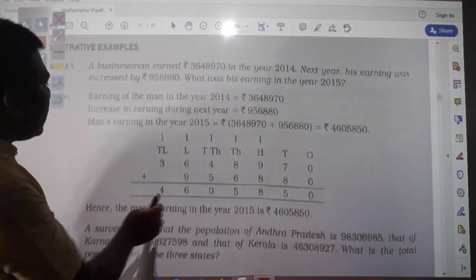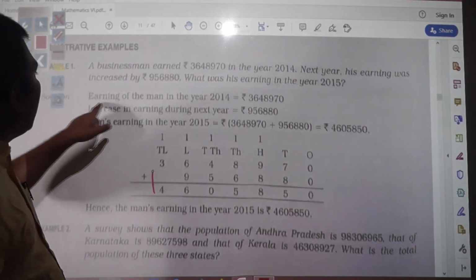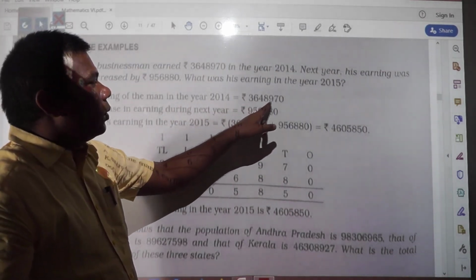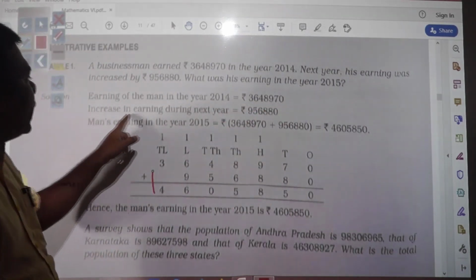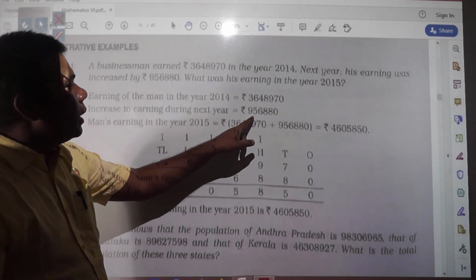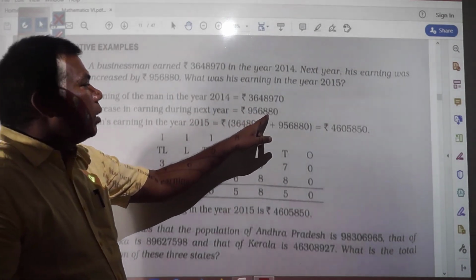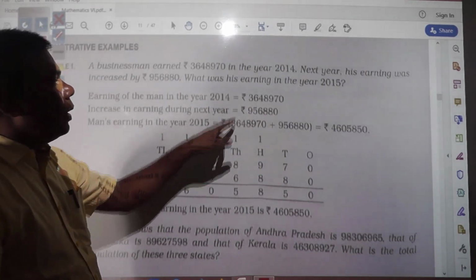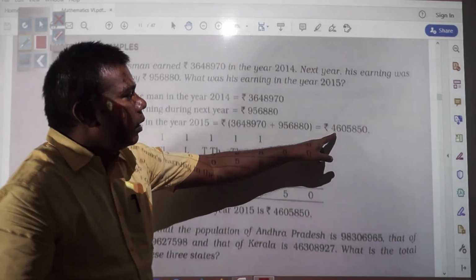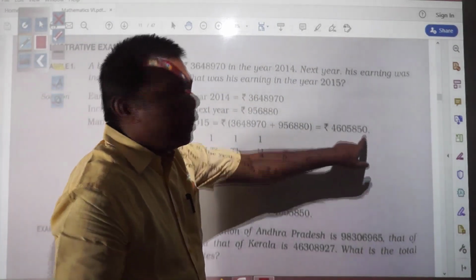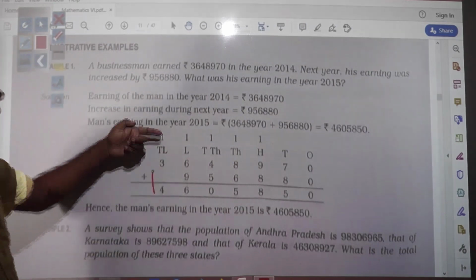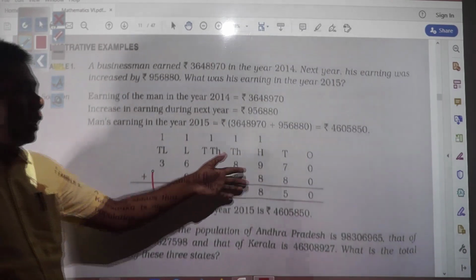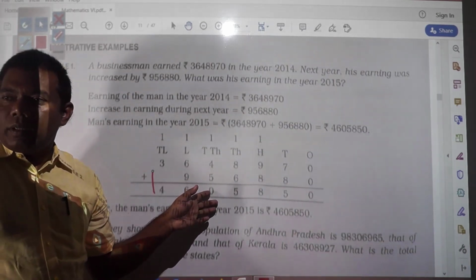You see, the earning of the man in the year 2014 was 36,48,970 rupees. Increase in earning during the next year is 9,56,880 rupees. So the man's earning in the year 2015 would be, just you add these numbers, you will get 46,05,850 rupees. If you write this in a number chart, it can be written this way, so that you can easily read the number and solve it.